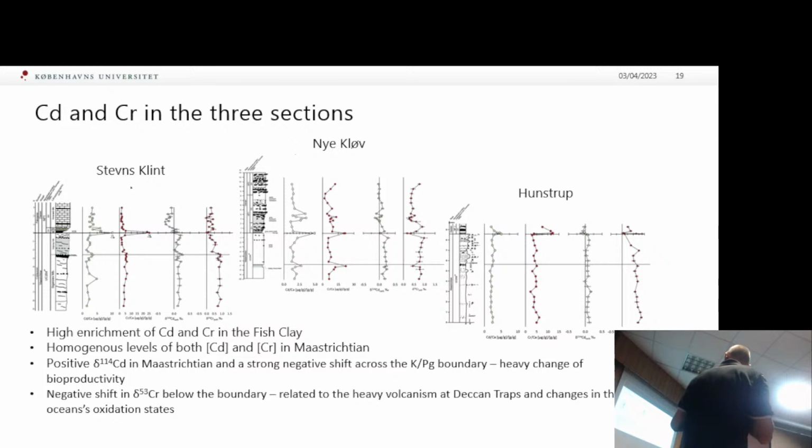As I said, this negative shift we have before the boundary in the chromium isotopes, we relate to the Deccan Traps changes, which actually changed the ocean's oxidation states.